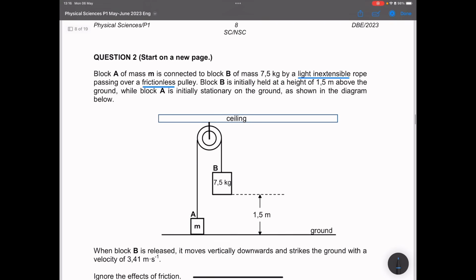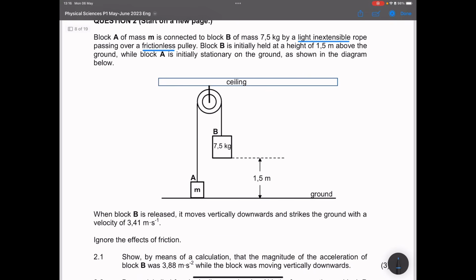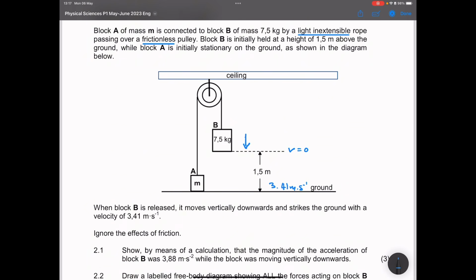So ladies and gents, what do they tell us? They say when block B is released, it moves vertically downwards. Block B would go down and strike the ground with a velocity of 3.41 meters per second. So it will reach this point here at 3.41 meters per second. Remember, its initial velocity would have been 0. They say ignore the effects of friction. Now they ask us to show by calculation that the magnitude of the acceleration of block B was 3.88 meters per second squared while the block was moving vertically downwards.